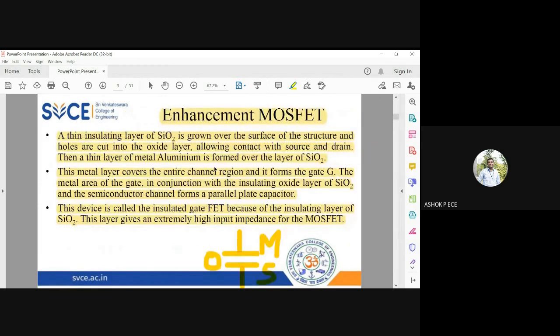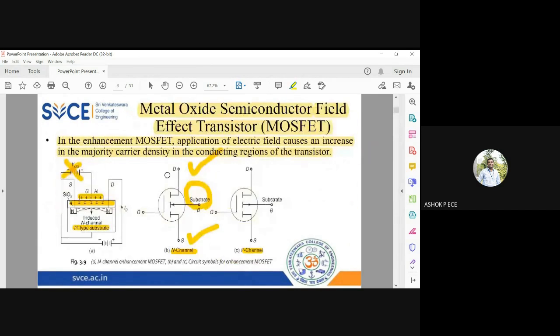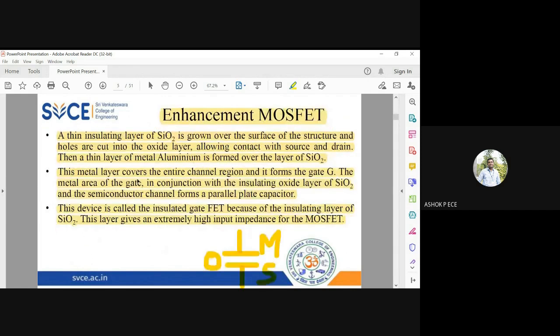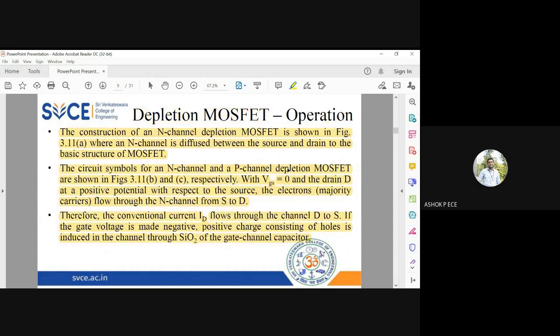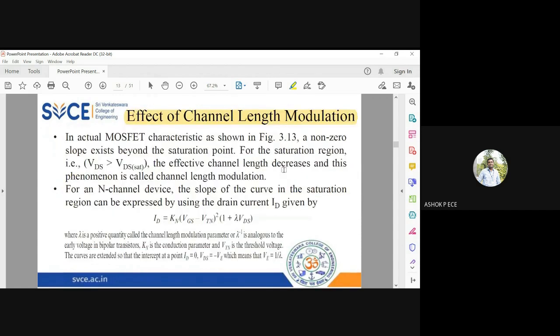And you see in the enhancement MOSFET, the channel length is maximum at the ends and minimum at the center. It is dependent on the voltage you apply, right? And in the depletion MOSFET, you see it is wedge shaped. So I cannot clearly predict the length of my channel, but it keeps on varying, right? So that effect is called channel length modulation.